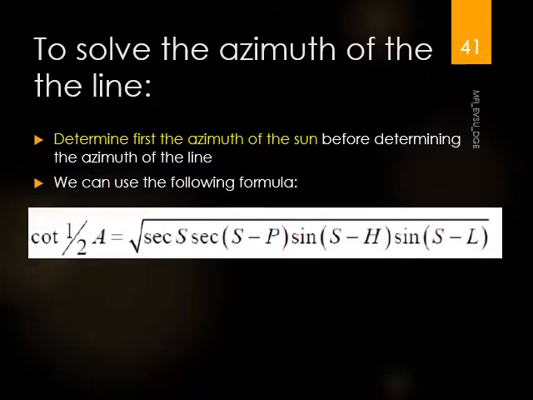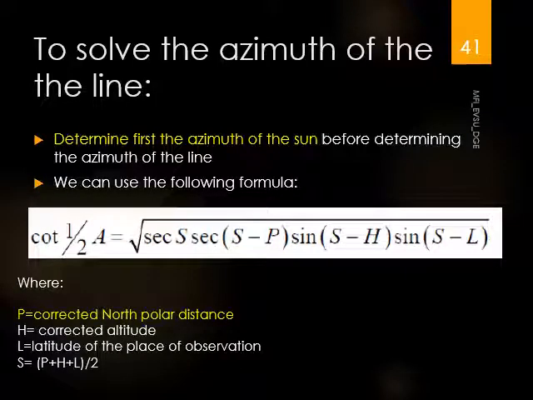So, we can use the following formula. If you remember, the same lang to sa ating cosine Z that we derived in the PZS triangle. This is a half angle formula, where P is the corrected north polar distance, H is the corrected altitude, L is the latitude of the place of observation, and S is the half angle. S is P, the polar distance, plus H, the altitude, plus L, the latitude, over 2.